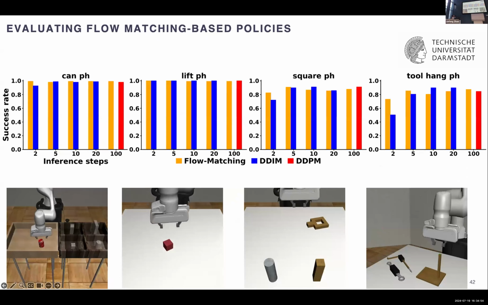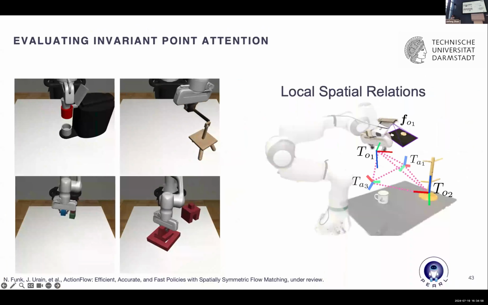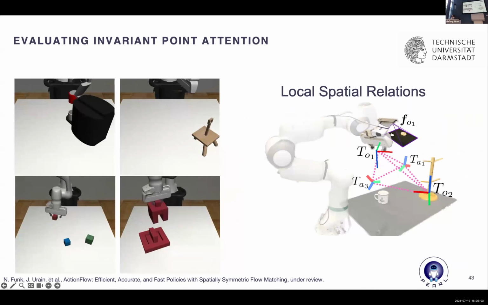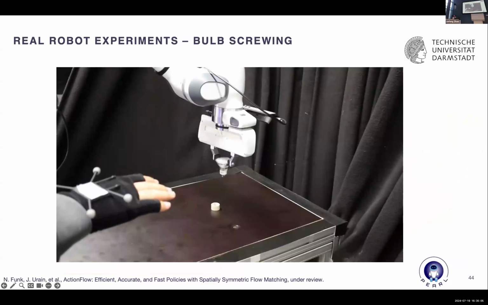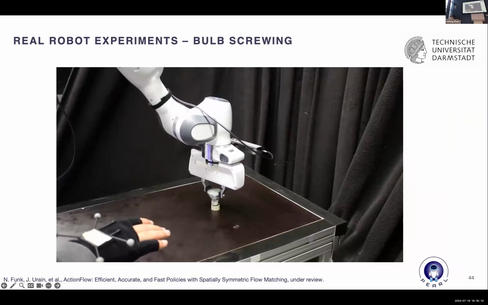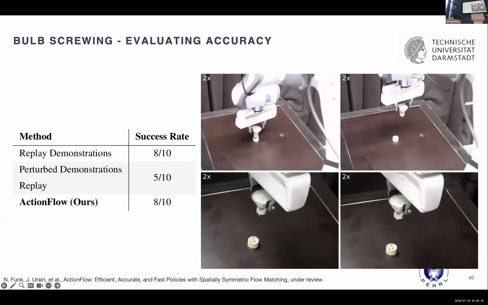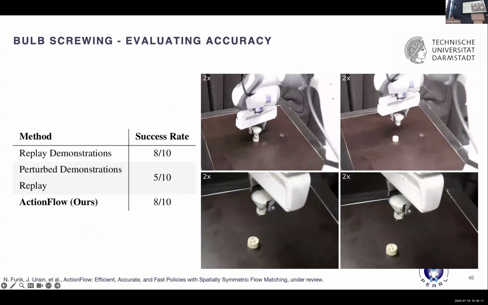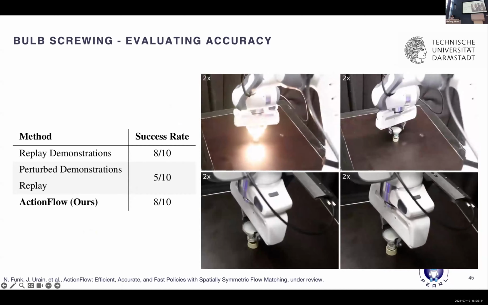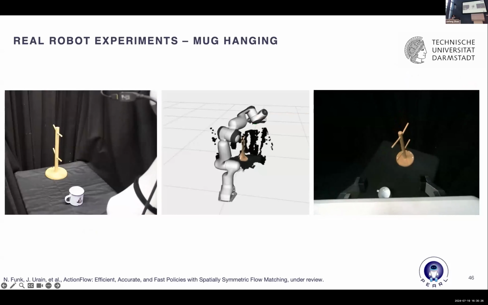And we'll go to the real world results. The key is that this method requires less data, as was expected because it is equivariant, but it's also much faster in inference. And then we have also collected real world data, for example, for bulb screwing. And we have shown how this outperforms just replaying even the demonstration, even if you add perturbation in these demonstrations, and also how this can result in equivariant representations.